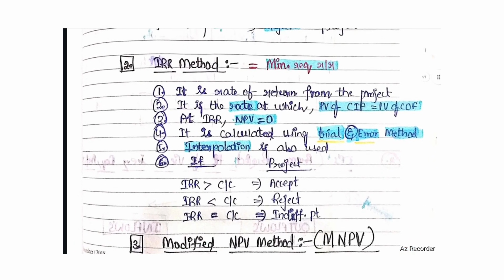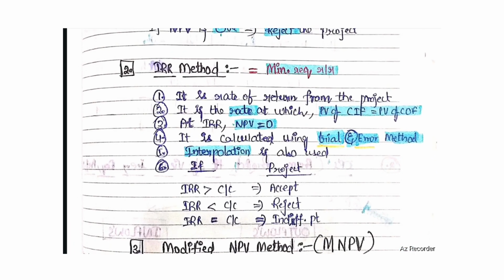Next, IRR method. IRR means internal rate of return method. It is the rate of return from the project. It is the rate at which present value of cash inflows equals present value of cash outflows. At IRR, NPV equals 0. IRR is calculated using the trial and error method. Interpolation method is used for calculating IRR.